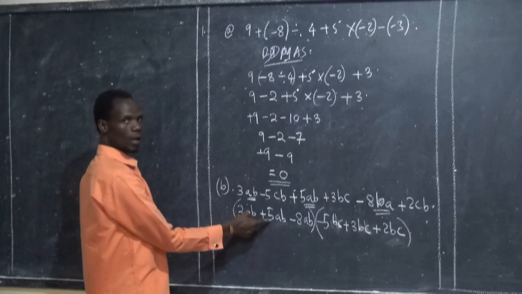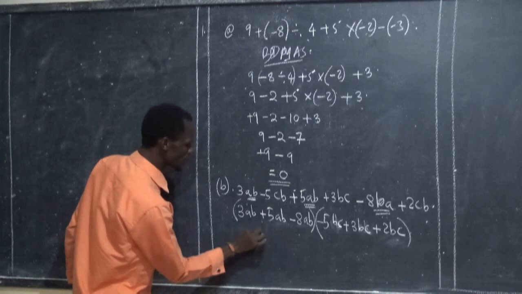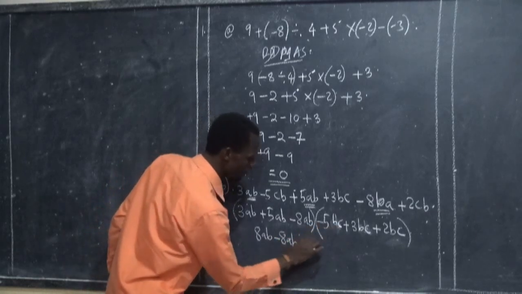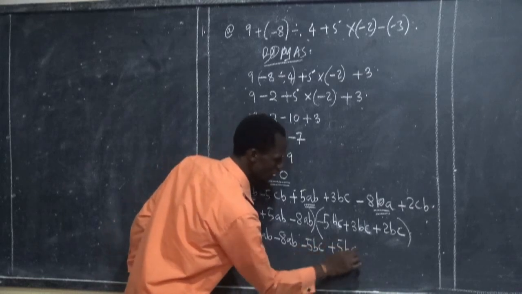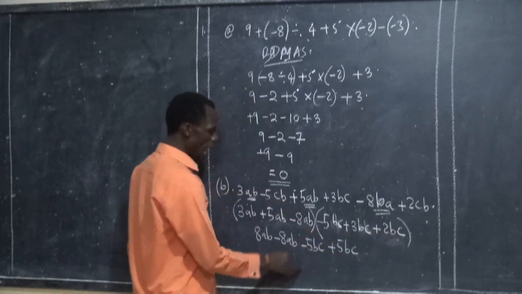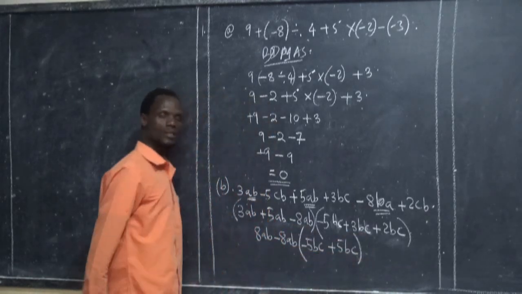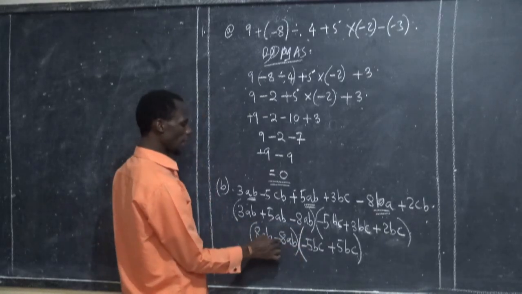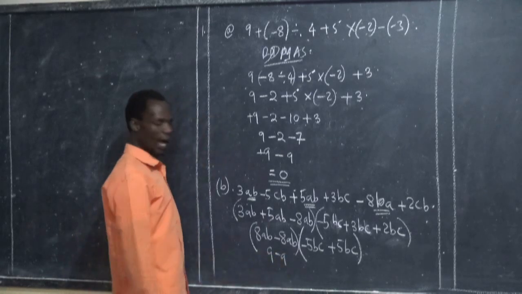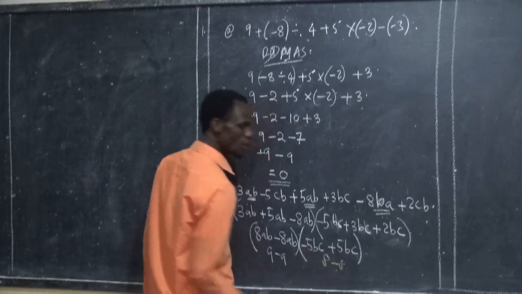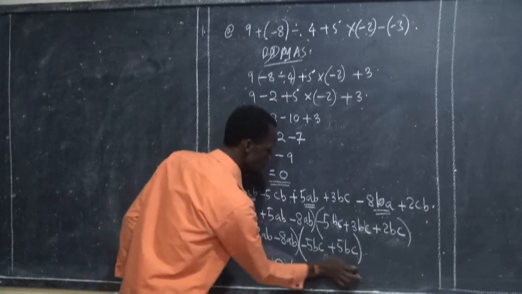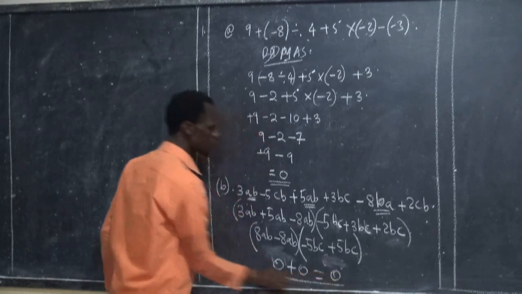Then we have positive 3AB, positive 5AB, now we have 80AB, then negative 80AB. Then we have negative 5BC and positive 5BC. Why 5BC? Because 3BC and 2BC are like terms. Now we have negative 5BC, positive 5BC, then negative 8AB and positive 8AB. This is just like saying 9 minus 9, and here 8 minus 8. So here it is 0 and here it is 0. Therefore we have 0 plus 0, and the answer is 0. This is what we would have done.